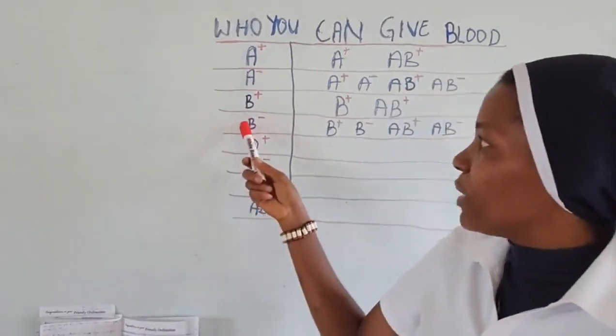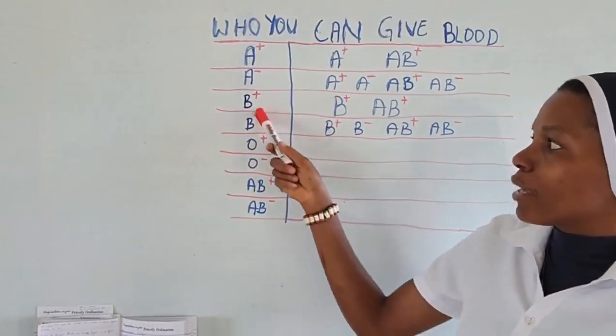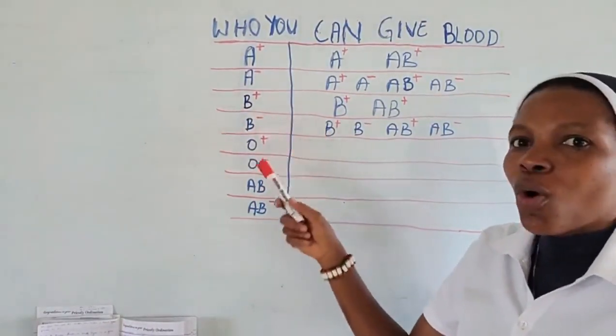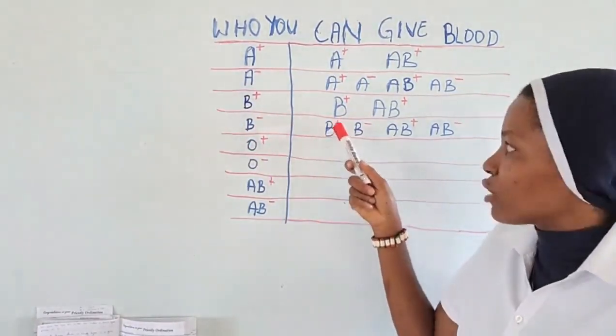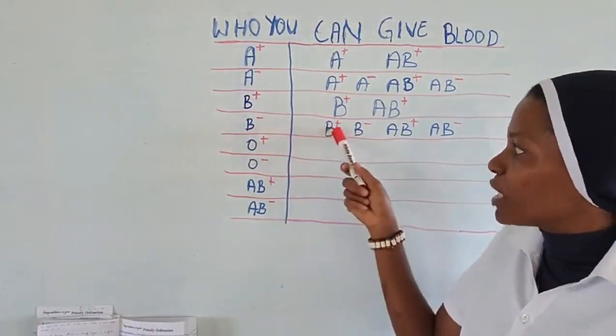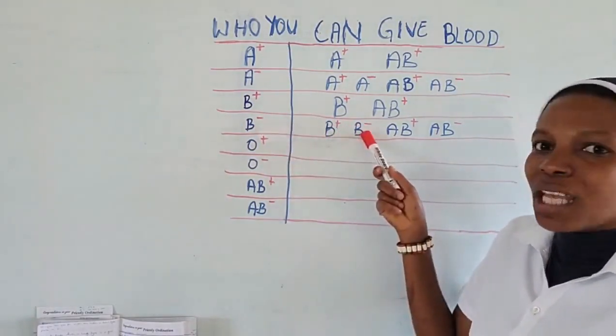An individual with B negative can also give blood to an individual with B positive. Let us not forget that this negative here means that there is no Rhesus factor. So there is not going to be any reaction here because there is no Rhesus factor to react with. But because the B is present, it's matching it. This B negative here is also matching the B negative here.